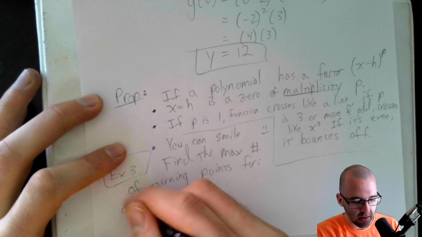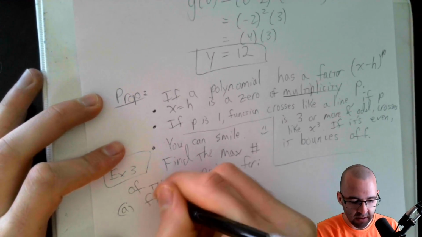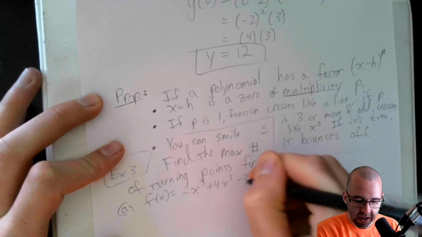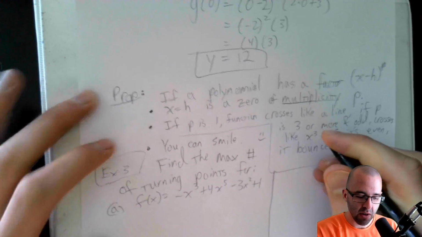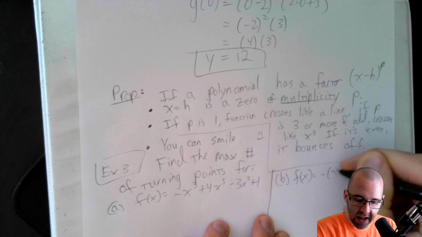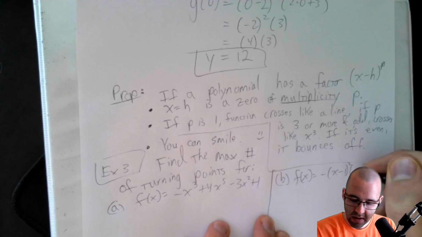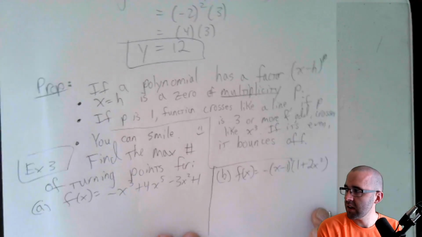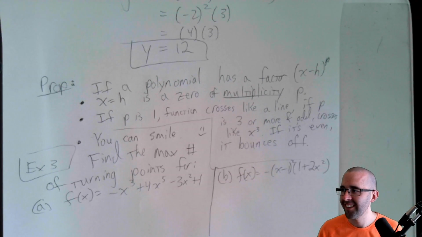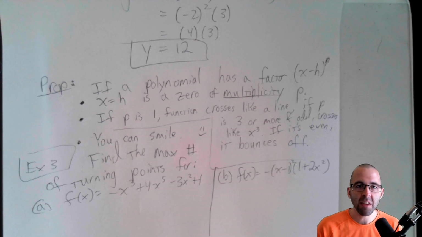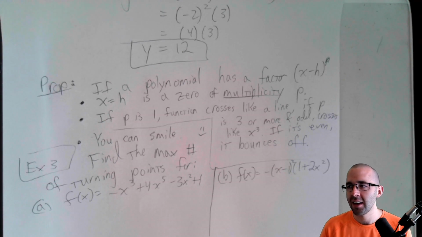Okay, so part A is going to be f of x equals negative x cubed plus 4x to the 5th minus 3x squared plus 1. Also, part B is going to be f of x equals negative x minus 1 squared times 1 plus 2x squared. Think about these. Find the degree. Find the maximum number of turning points with that property. Think about how that interacts with multiplicity and what the zeros are.